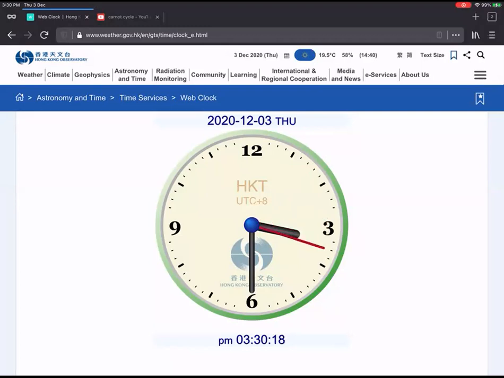Okay, it seems that students are already leaving, for that is the end of the class.